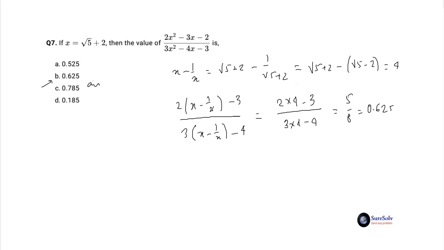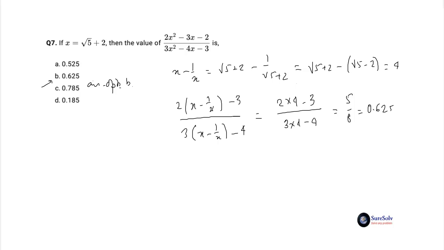Answer is option B, 0.625. We have used two techniques here. First, we have eliminated the surd by forming x minus 1 by x, and second, we have formed the expression x minus 1 by x in both the numerator and the denominator by combining the first term and the third term in both the numerator and the denominator.